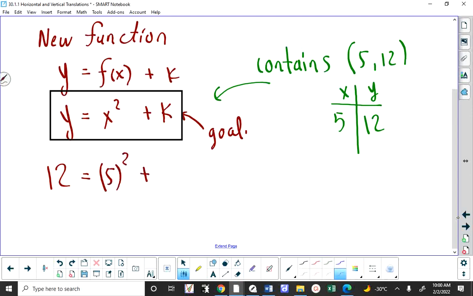I know that you do not need to put brackets around the 5 because it's a positive number. When you square it, it doesn't matter. But I would like you to get in the habit of always putting brackets around something that you substitute in for a variable.